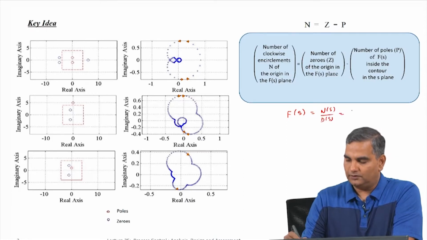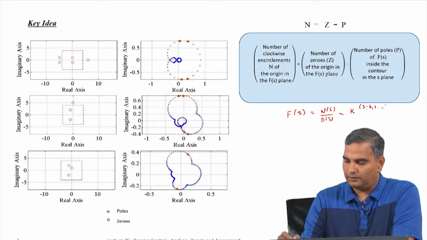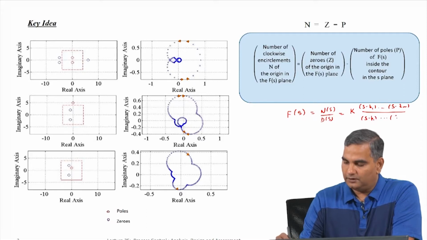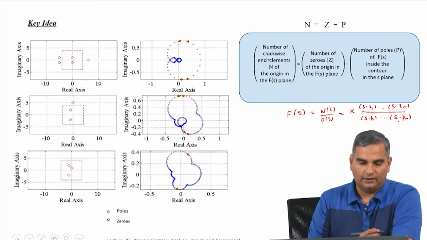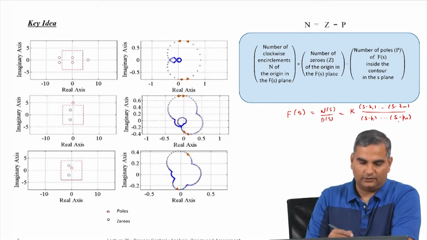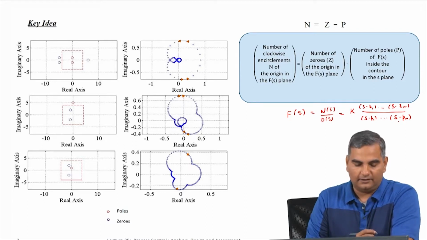Let us assume we have written this in this form, k times (s minus z1) all the way up to (s minus zm), divided by (s minus p1) all the way up to (s minus pn). Okay. So, there are m zeros and n poles for this. So, these are just illustrations. Okay. So, this plot is to give you an idea of the main result that we are going to talk about.